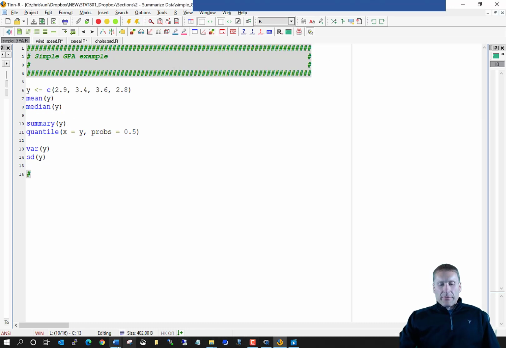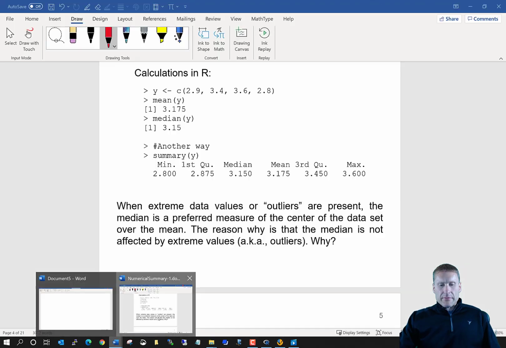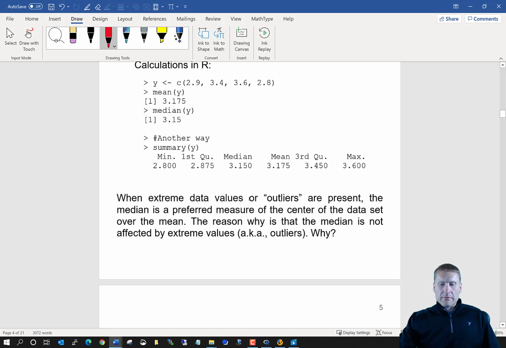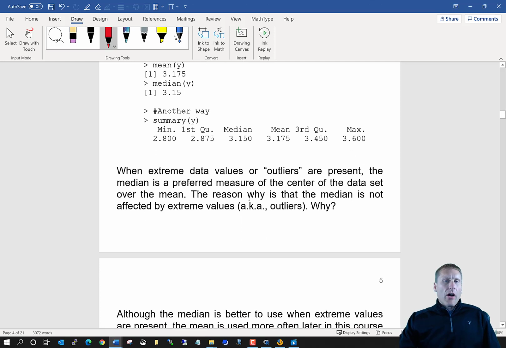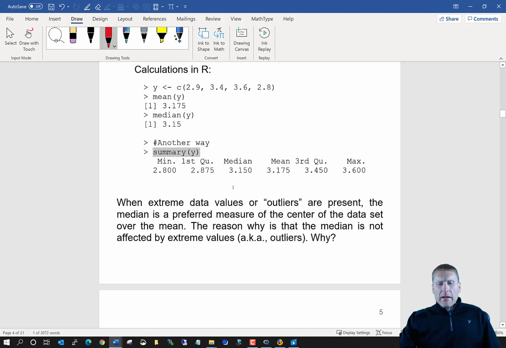Let me come back here. Now there are other ways to calculate these measures. For example, we've also seen the summary function too, and that would work. So we have the mean, we have the median.